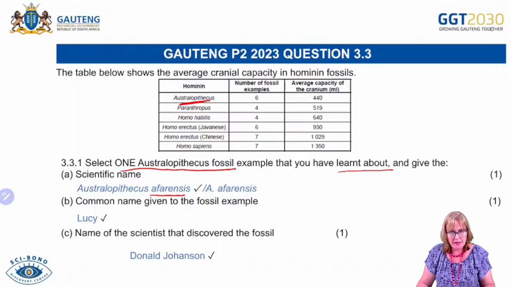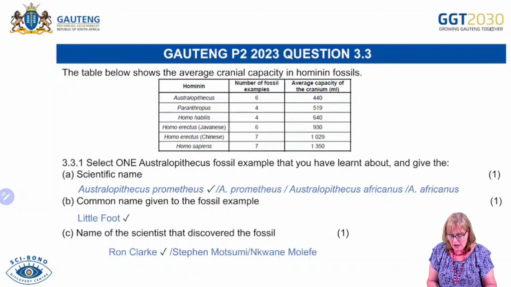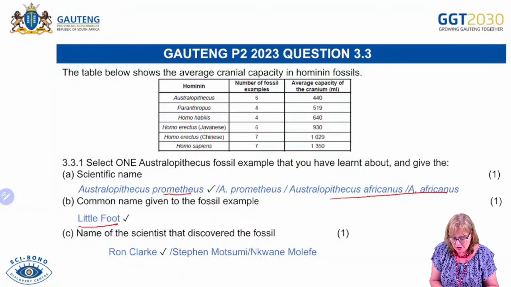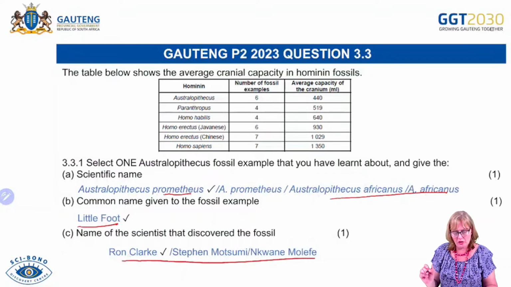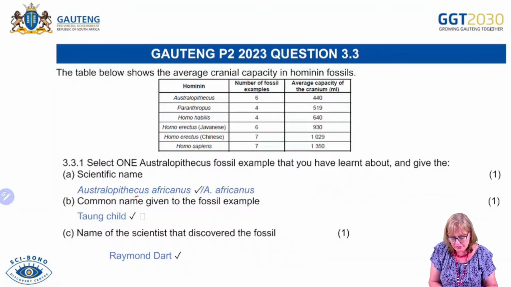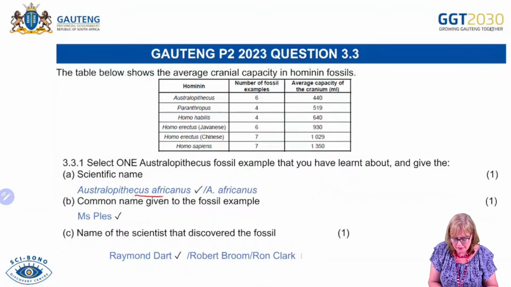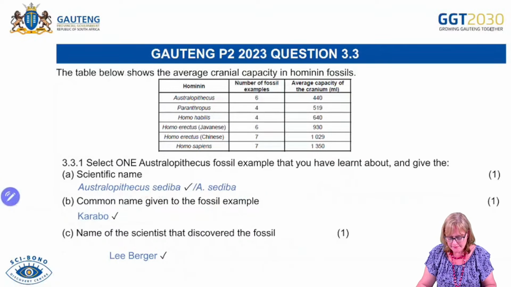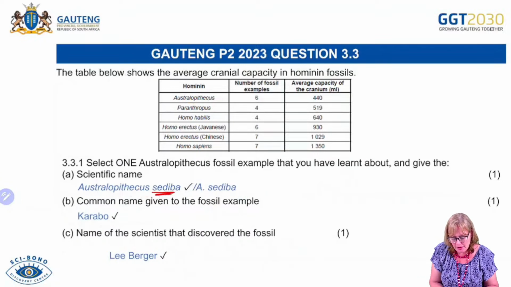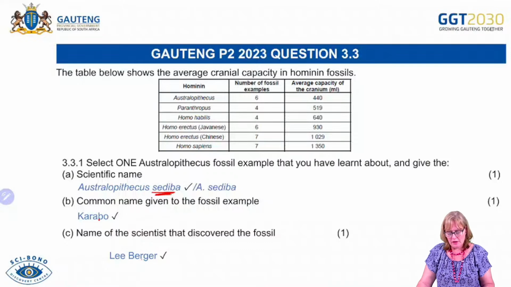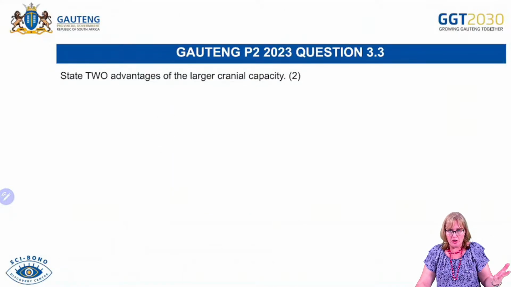Then you would have said the common name is Lucy, and Johanson found it. Or you could have said Prometheus. We don't actually talk about Prometheus. We talk about Africanus, Littlefoot, and there's the one, Ron Clarke, who found it. Right. Or you could have said Africanus, Taung Child, Raymond Dart. Or you could have said Africanus, Mrs. Ples, Robert Broom, or Ron Clarke. Right? Or you could say Sediba, Karabo, Lee Berger. So they gave you a lot of options there that you could have answered, yeah? You just needed to know it.